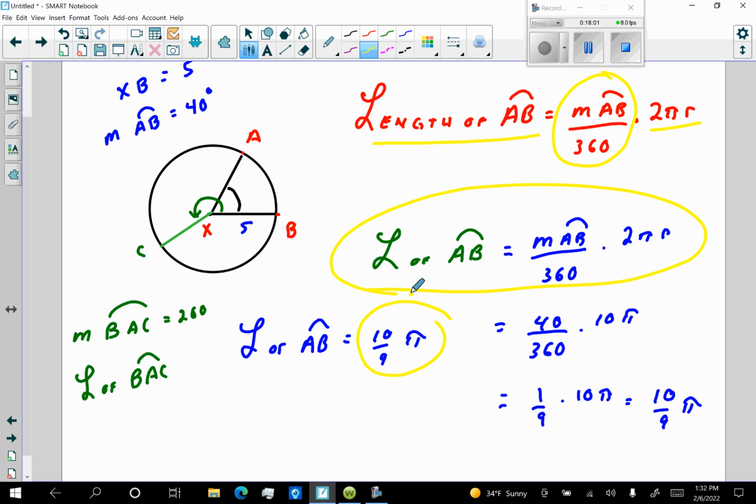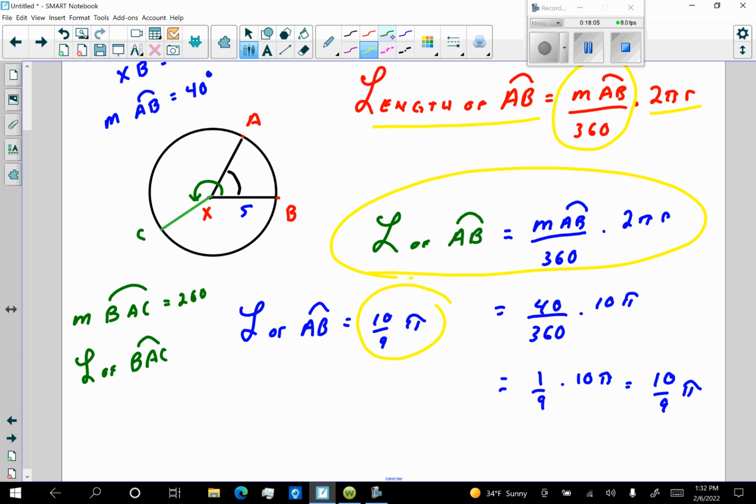It's just good practice. It's the best strategy for figuring these problems out. So I'm going to write, this is what I want, the length of arc, major arc BAC. That's going to be the measure of this arc BAC divided by 360. And we know what the circumference is. If the radius is 5, the circumference is 10 pi. We figured that out in the earlier problem.